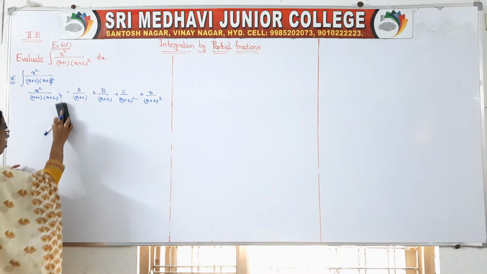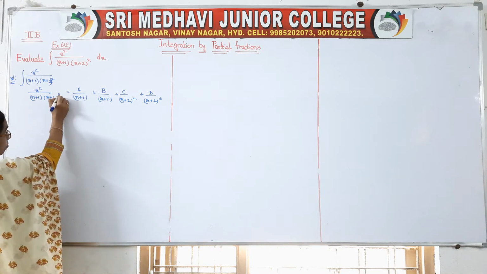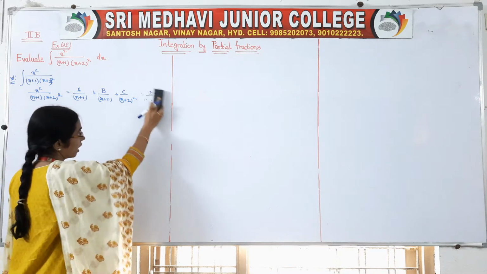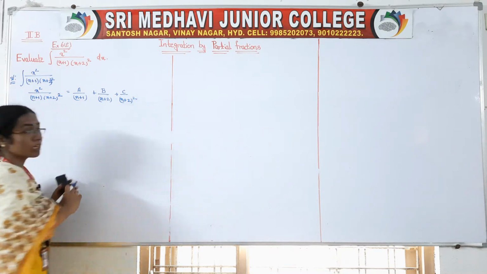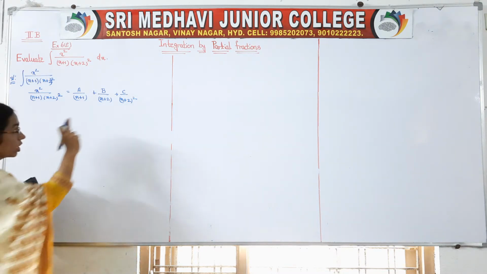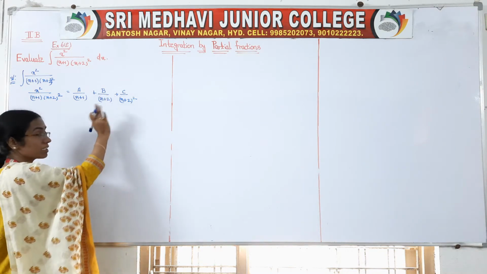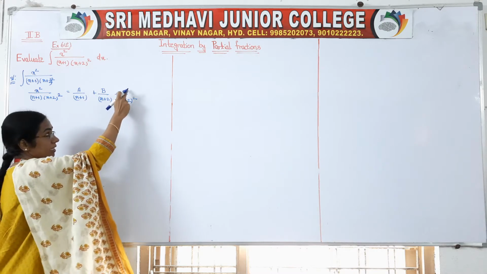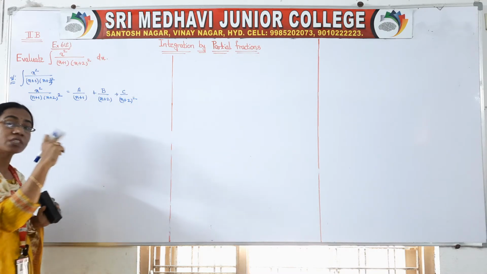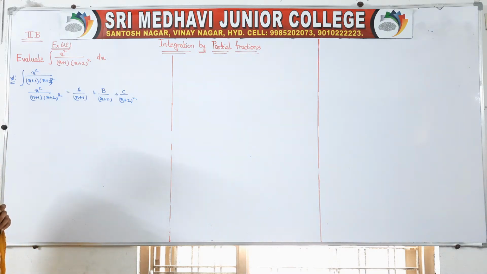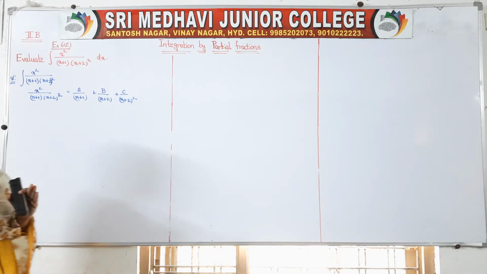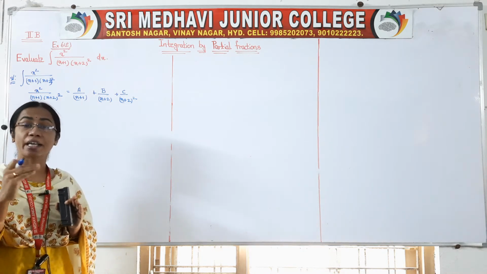In our question we have only up to square, so we take like this. It is repeated 2 times, no? So you will get 2 fractions. In the first fraction it comes only once, in the second fraction it comes twice. Suppose cube is there, we will go to another fraction, D by (x plus 2) whole cube. This is the condition when the linear factors are repeated.